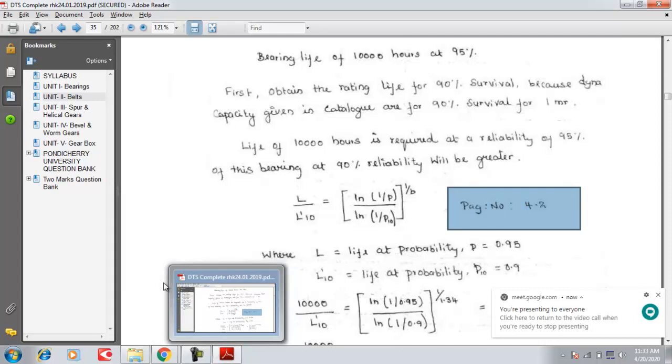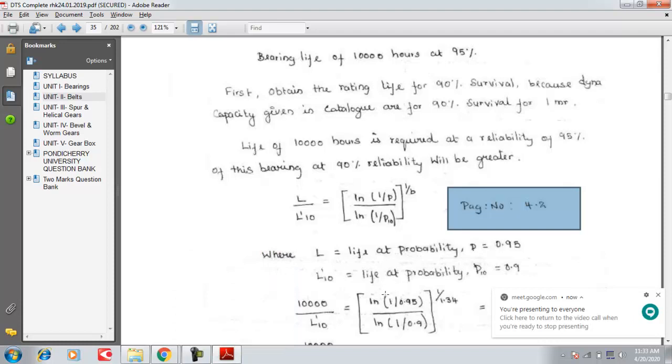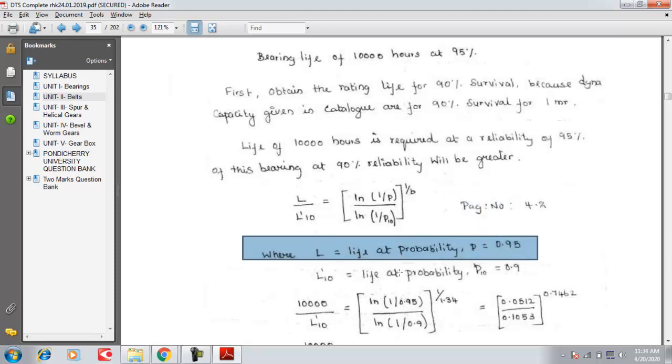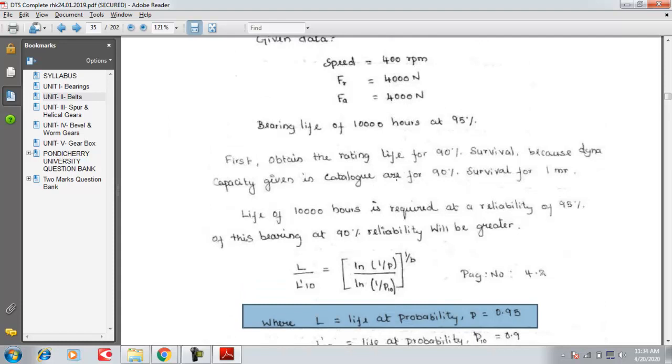Okay. In data book you can check it in page number 4.2. All of you having your data book beside you, right? Check in the page number 4.2. There is a formula for probability of survival. They have given required life of bearing in million revolutions. L has to be found out, but in this case they have given the life of the bearing in hours. That is in hours they have given.